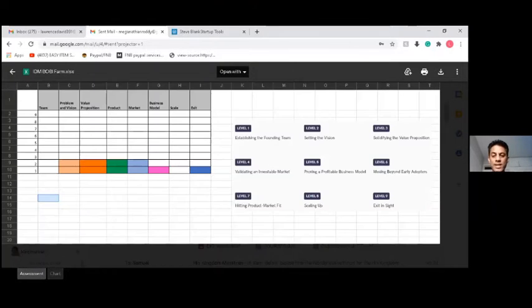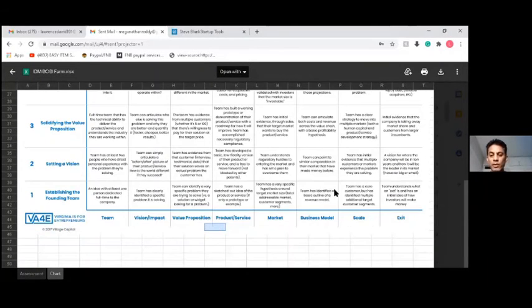If I go back to the assessment and I now look at their business model, I've kept them on level 1. And on level 1, if you look at business model, it says that the team has identified a basic outline of a revenue model.